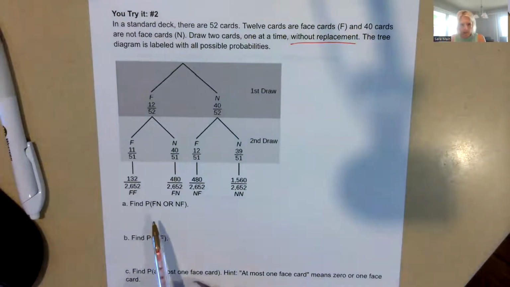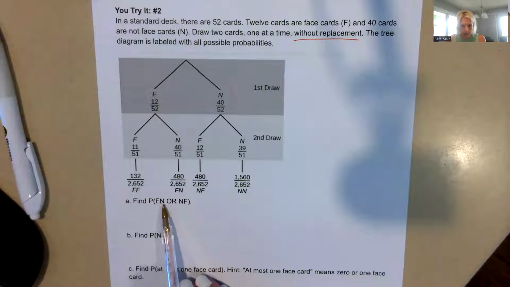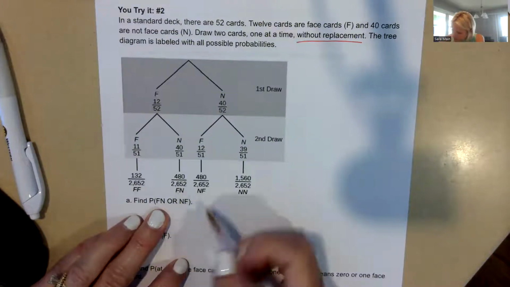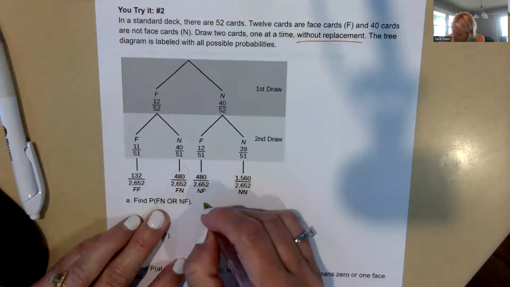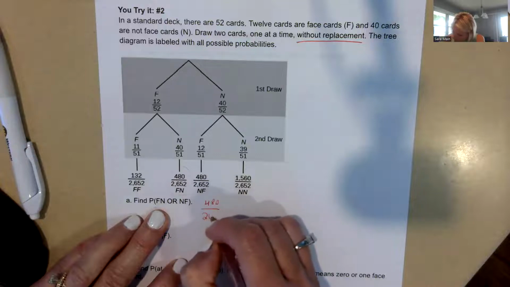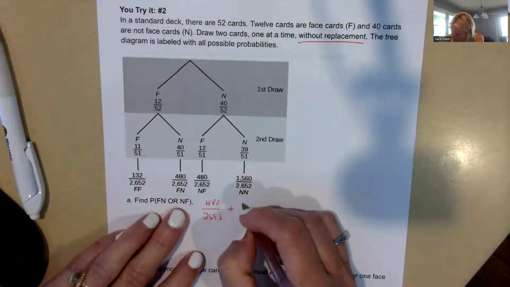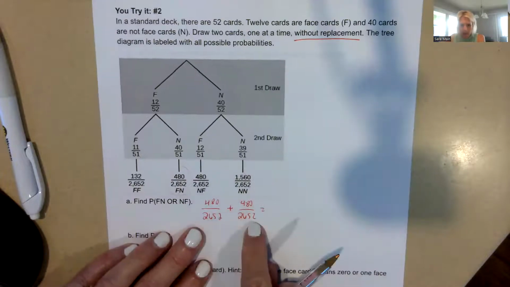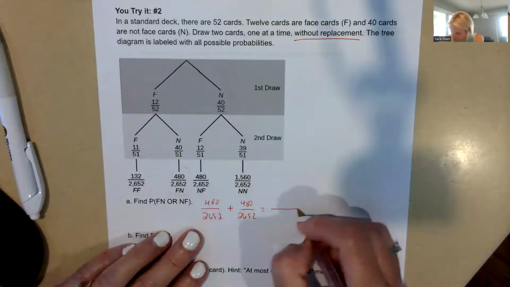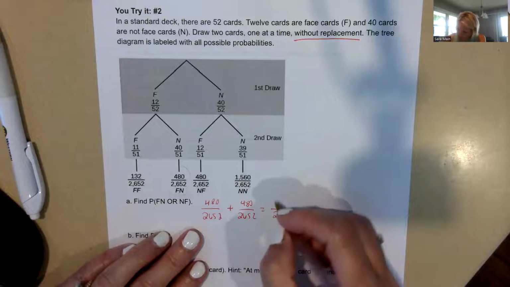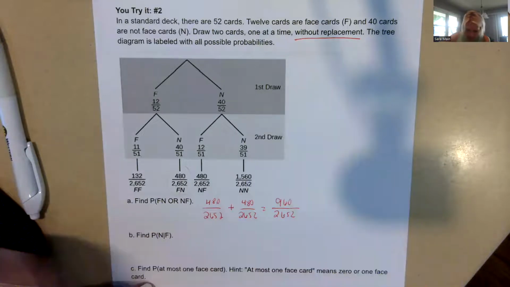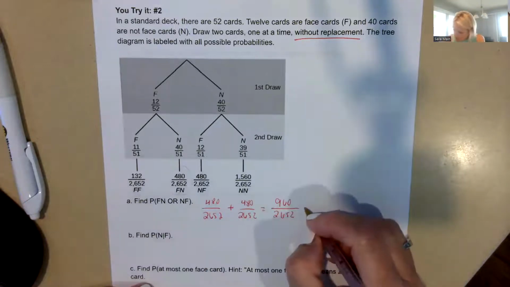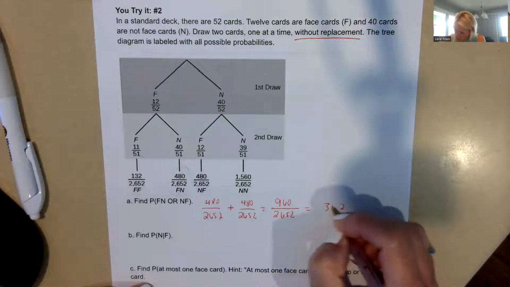So it's asking us to find the probability of face and then no face, or no face and then face. So face and then no face would be this right here, 480 over 2652, plus 480 over 2652. Now remember, you're adding common denominators, so the denominator stays the same on your fraction. And we have 960 over 2652, which would be 36.2%.